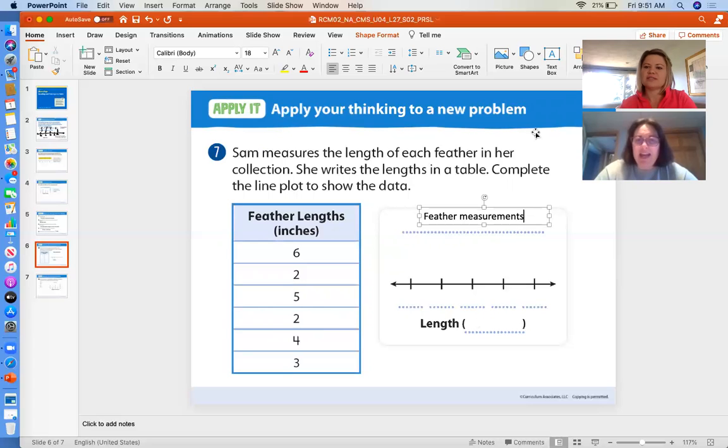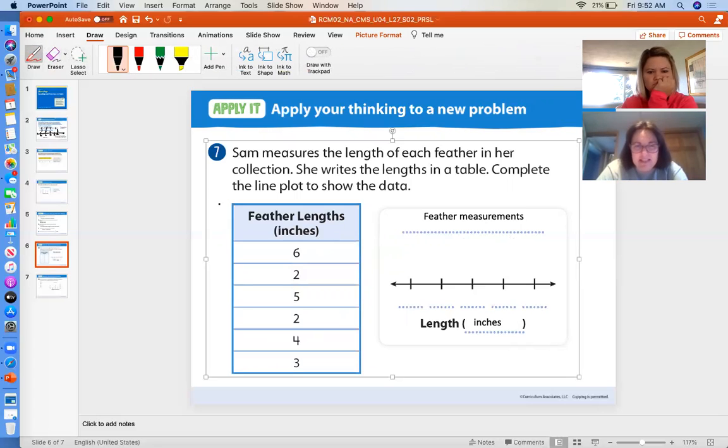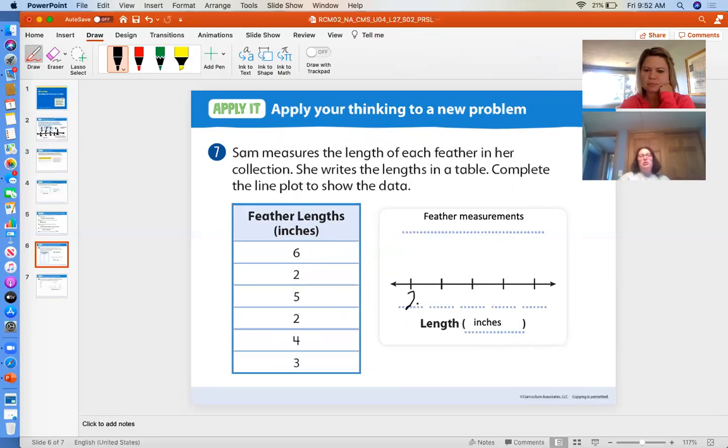And then now, what unit? What are we measuring in? And so we look at our table and it says inches. So we know we can put that right away. Now we got our first part. Now we have to find our littlest number. So look in our table. What is our biggest number in that table? Or our littlest number?